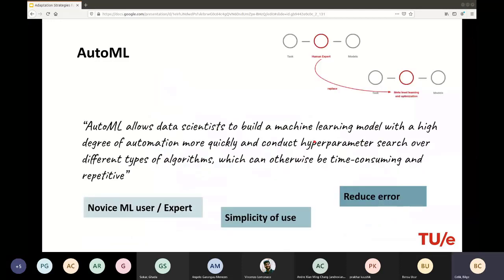So, of course, the obvious question is, why should we use AutoML, with the human expert replaced in this loop? The main advantage is automation. So what does automation bring? Automating these manual and repetitive machine learning tasks, such as hyperparameter search over different algorithms, over different data sets, which otherwise could be time consuming and repetitive, and possibly accelerating these processes and maybe reducing the errors that are due to human bias and human error, and providing better results because of the selection of the best performing algorithm, and so on.